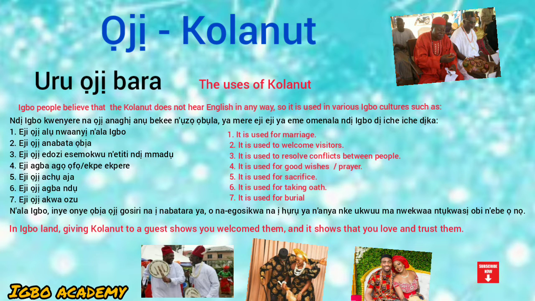Then number 5, Eji Oji Achụ Aja. It is used for sacrifice. The people that go for sacrifice, that's the native doctors, they use it for sacrifice because they make their wishes. They break the kolanut in front of the gods. They make their wishes while praying with the kolanut and give it to the gods, share it with the gods.